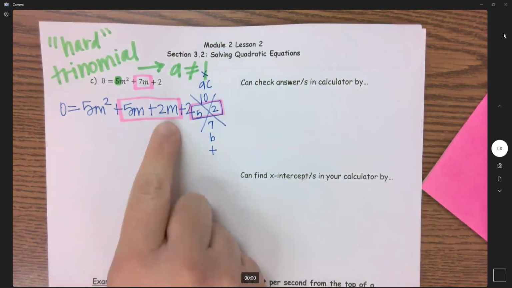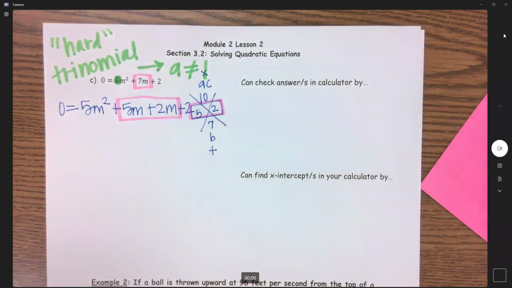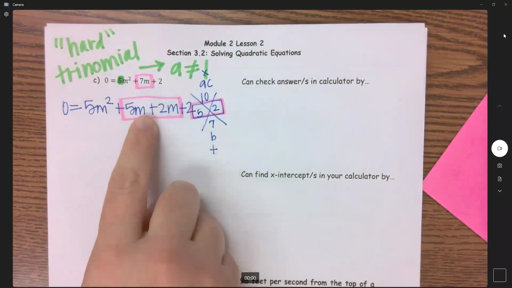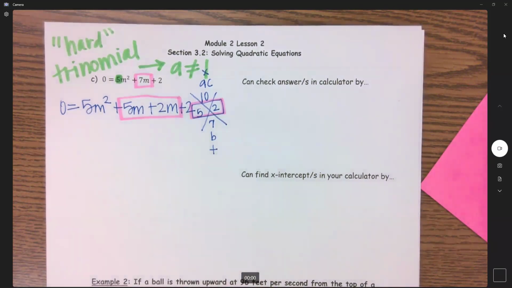I have not changed my problem at all. If I combine my like terms here, 5m plus 2m gets me back up to 7m. So I haven't changed my problem. I've just, for lack of better terms, unsimplified it. I have taken those 3 terms, I've expanded out that middle term. So now I have 1, 2, 3, 4 different terms. When you have 4 terms, you can factor by grouping.